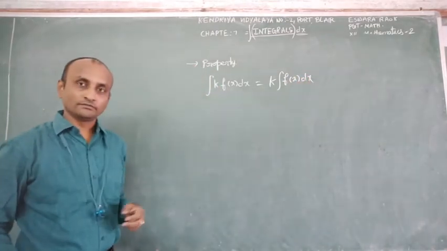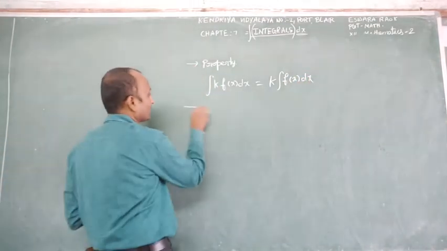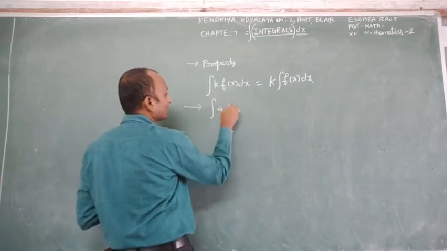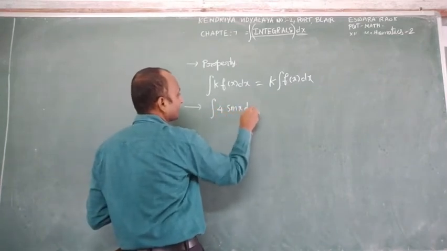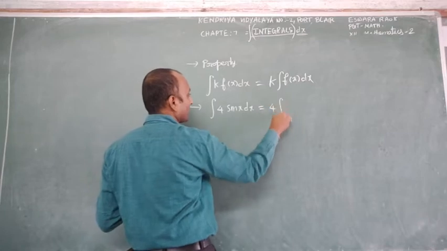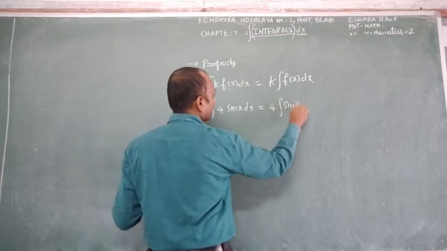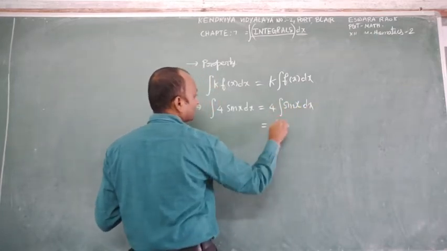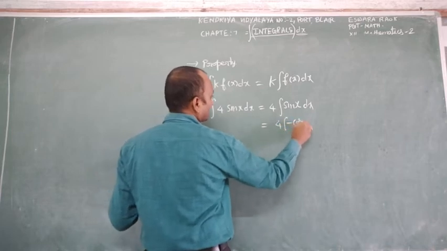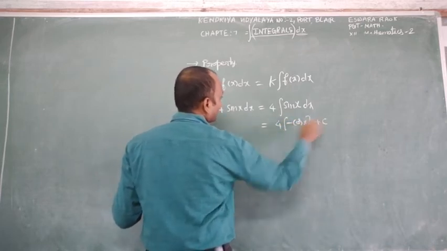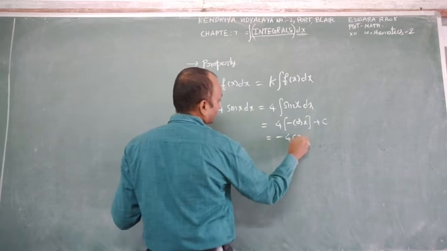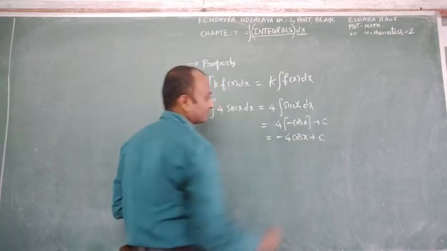No problem. For example, integration of 4 sin x dx they asked. Take 4 outside of the integration: 4 integration sin x dx. We know very well the integration of sin x is minus cos x. Then finally you write plus c. The answer is minus 4 cos x plus c.